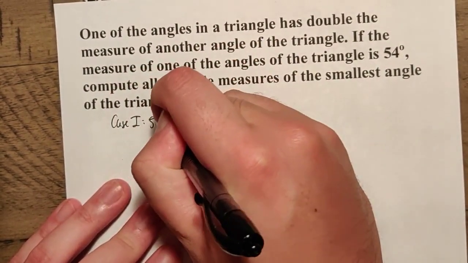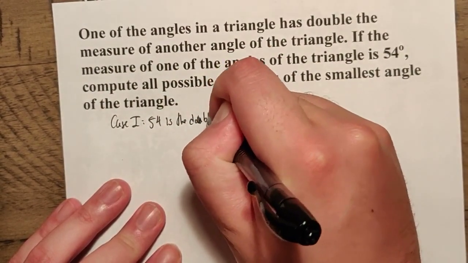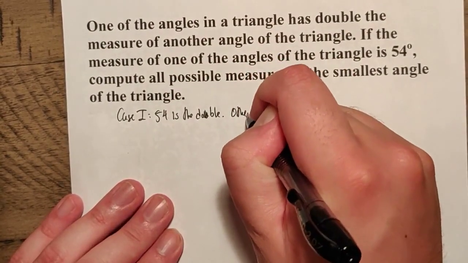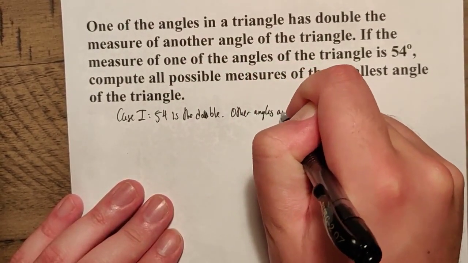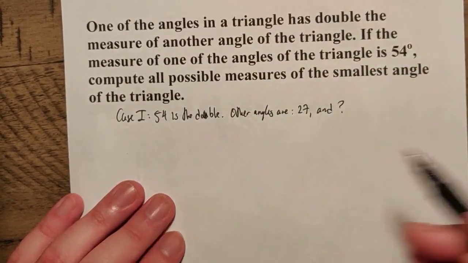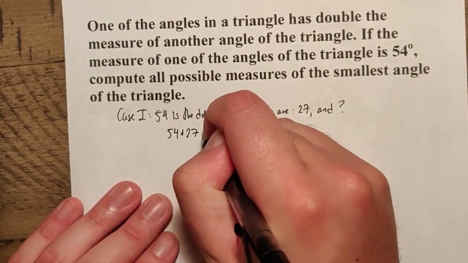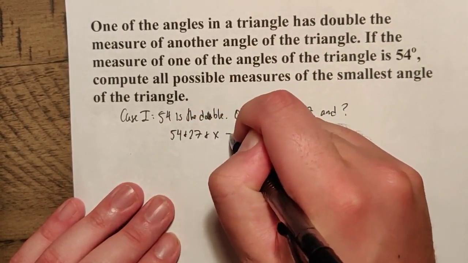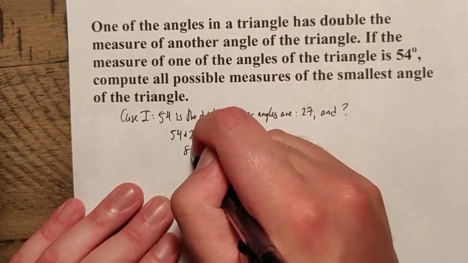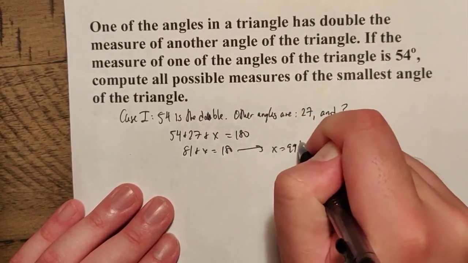So case 1, 54 is the double, right? So one situation is that 54 is the double here. So that means we know that the other angles are, well, let's see, 27 and whatever's missing, right? So 54 is the double, so that means we can have here 54 plus 27 plus the missing angle, I'll call this x, is 180 here. So in this case, this is 54 plus 27, which I believe is 81, plus x is 180 here. So that tells us x is 99, right?